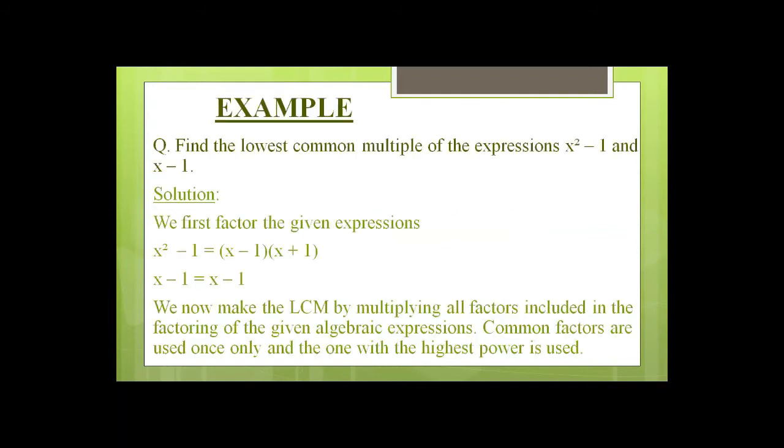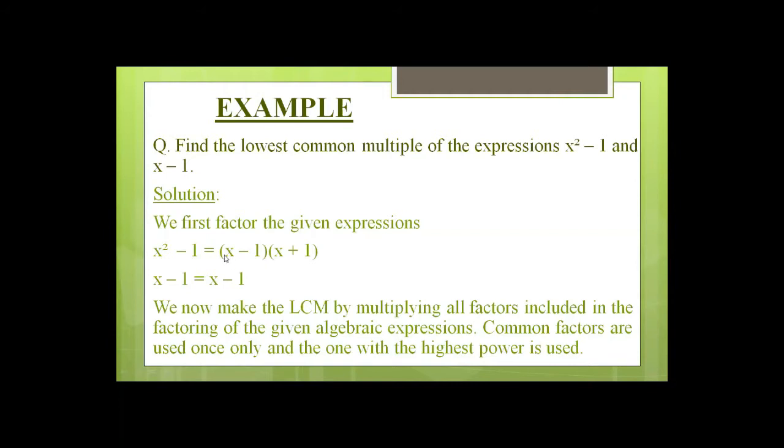Now, this is an example. Find the lowest common multiple of the expressions x square minus 1 and x minus 1. Here two expressions are given in this question. First is x square minus 1 and the other is x minus 1. So how will you factorize x square minus 1? It is very simple. We have done different methods of factorization from exercise 5.1 to exercise 5.5. From these exercises, you have to pick the method that applies to this expression. So x square minus 1 will be simplified by the difference of squares method.